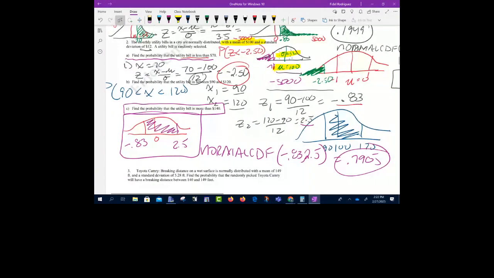Okay. Y'all, let me scroll down a little bit further. Again, similar questions here, y'all. Similar questions. Let's take a look. It says a Toyota Camry. It says braking distance on a wet surface is normally distributed with an average of 149 feet and a standard deviation of 5.25. Okay, so y'all, first thing I'm going to do here, before I do anything else, I'm going to say, look, my average or my mean is 149, and my sigma is 5.28. Okay.